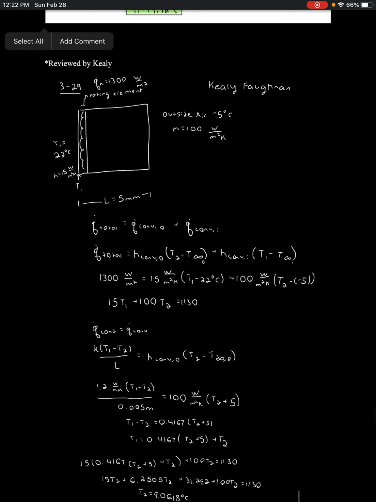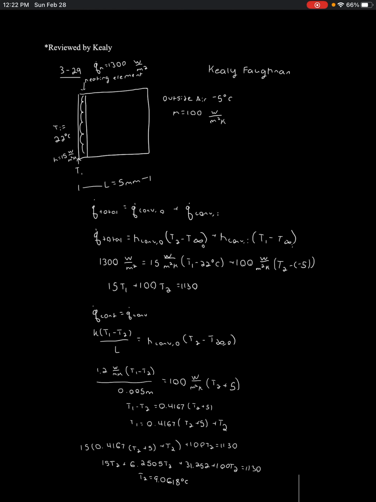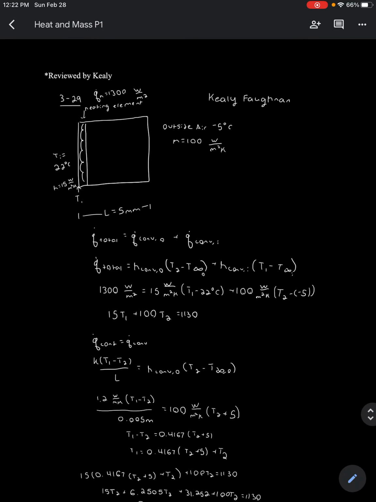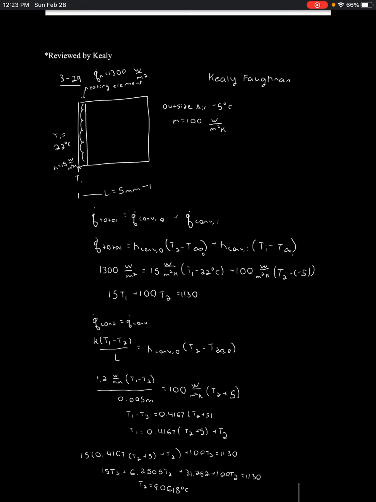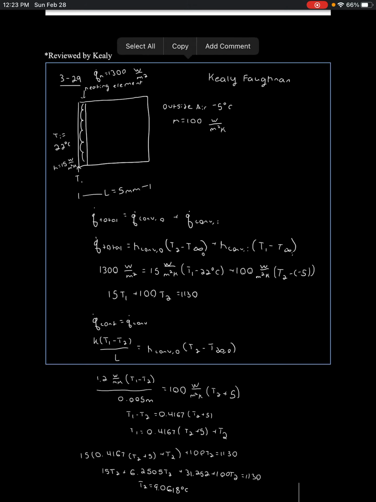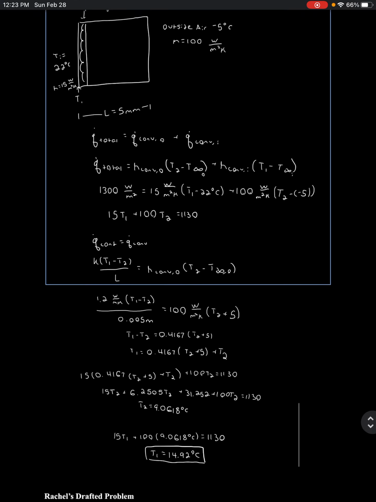So we're given the outside air, the h, thermal conductivity, and we can first say that the total heat transfer is equal to the convection at one side plus the convection at the other side. Solve for that, plugging in our given equations. We are given Q total, that's 13,000 watts per meter squared, which is the heating element's heat transfer rate. So then we can solve for T1 and T2, get this equation here.